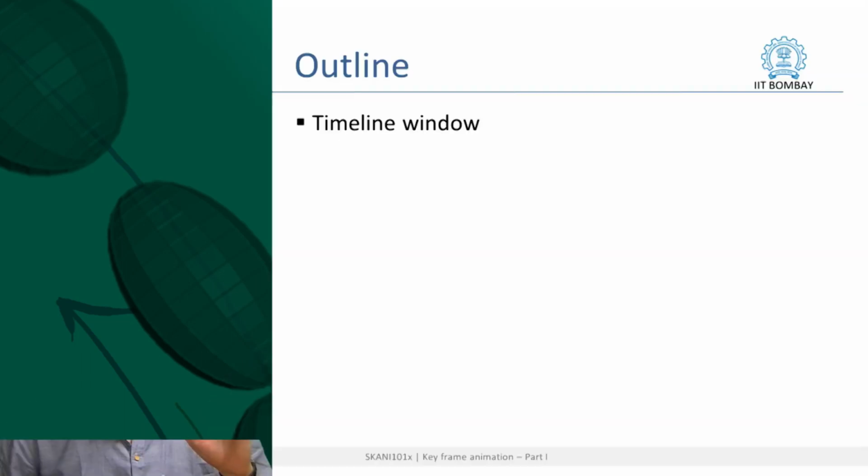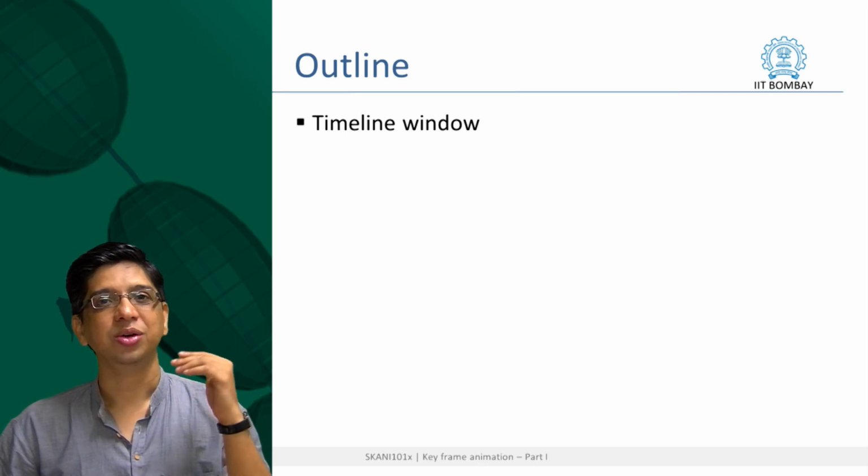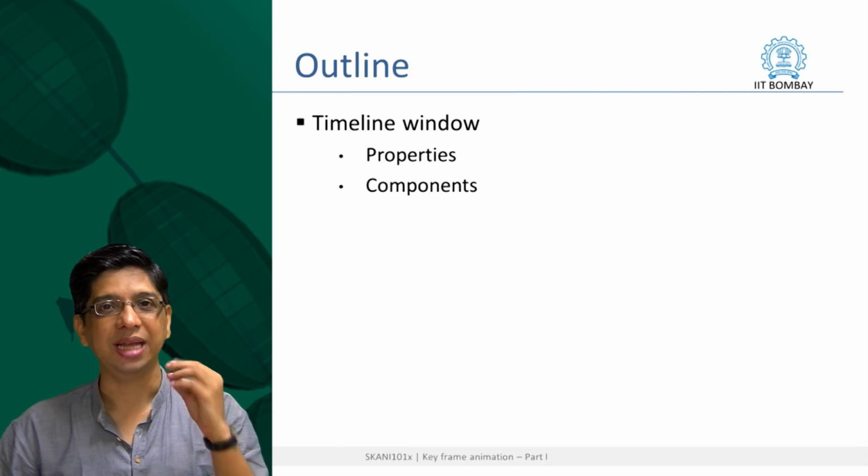What we are going to see today is the stage where all this drama unfolds. That is the timeline window. We will also see how you can animate and what are the different attributes you can animate in a given object. And the sample object, we are going to keep it as default, the cube which is there.